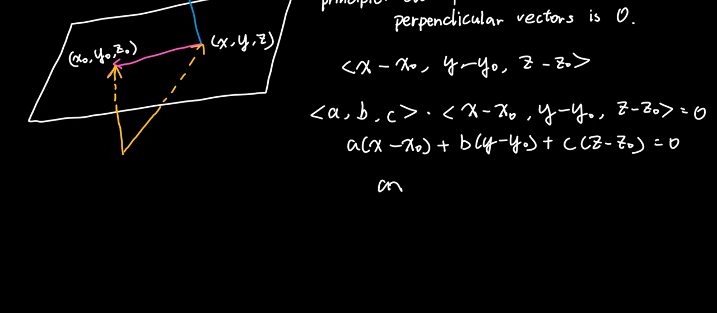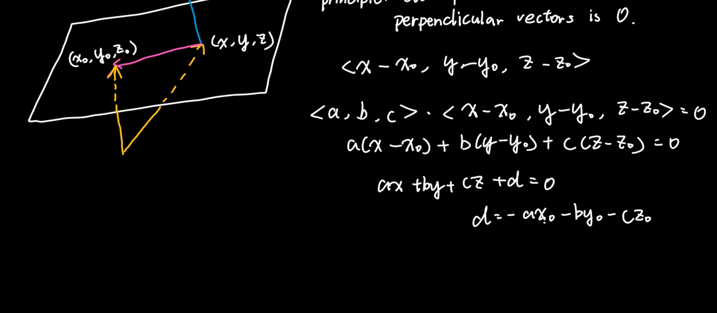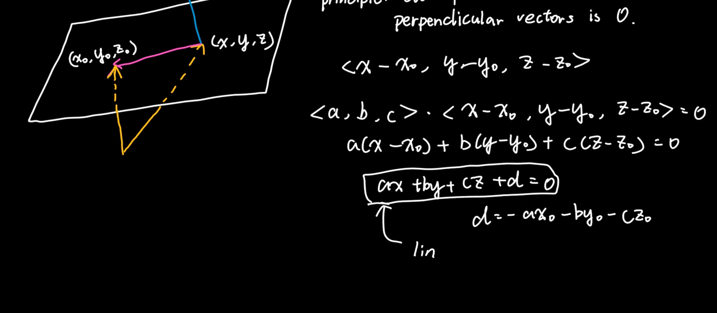Well, we can also write this equation in another way. That is ax plus by plus cz plus d equals 0. In this case, d is a constant, and it equals minus ax0 minus by0 minus cz0. So this equation is the linear equation of a plane.